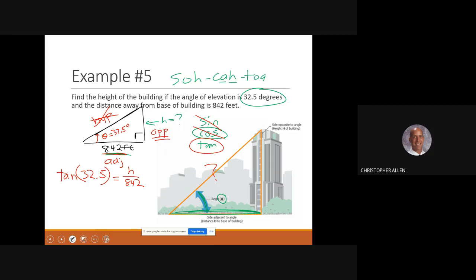Would you please go ahead and calculate that answer? And there's your answer. 536.413 feet.